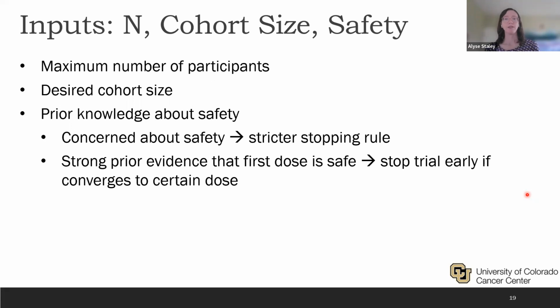The BOIN design has many built-in safety rules that are sufficient in the vast majority of cases. But if an investigator is abnormally concerned about safety, there are actions we can take within the BOIN design, such as implementing a stricter stopping rule. Conversely, if there's strong prior evidence that the first dose is safe, we can alter the BOIN design to stop the trial early if it converges to a given dose.